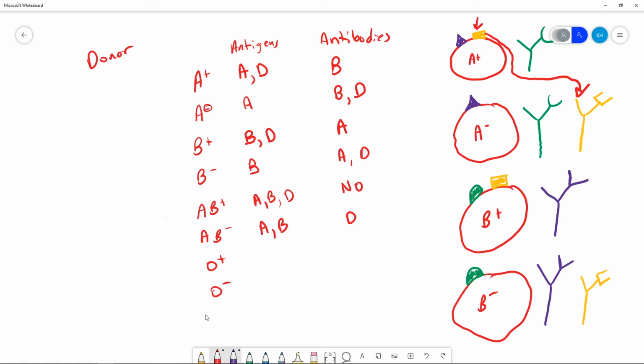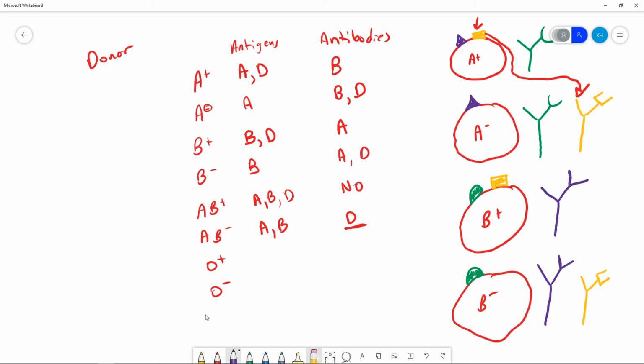So when we look at blood type donation, AB negative can receive blood from A negative, B negative, AB negative, or O negative. It cannot receive blood from any of the positive blood types because it has the D antibody.